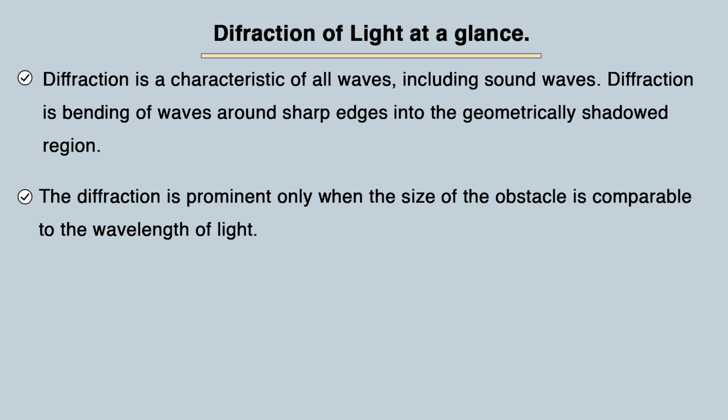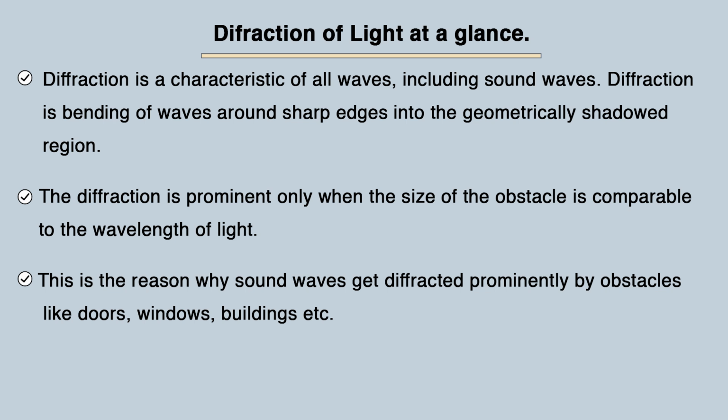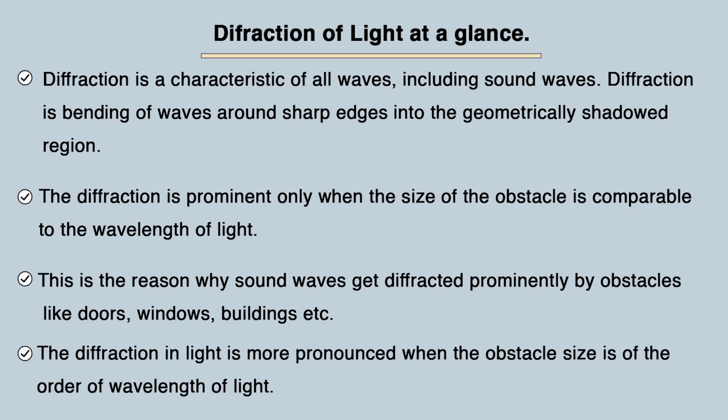The wavelength of the wave must be of the order of the size of the slit or sharp edge, and this is the reason why sound waves get diffracted prominently by obstacles like doors, windows, and buildings. This is why, if a person is standing behind a wall, we can hear the sound because of diffraction of sound at the sharp edge of the door or wall, but we cannot see the person talking behind the wall, because the light's wavelength is not comparable to the size of the wall. So, diffraction of light is more pronounced when the obstacle size is of the order of the wavelength of light.